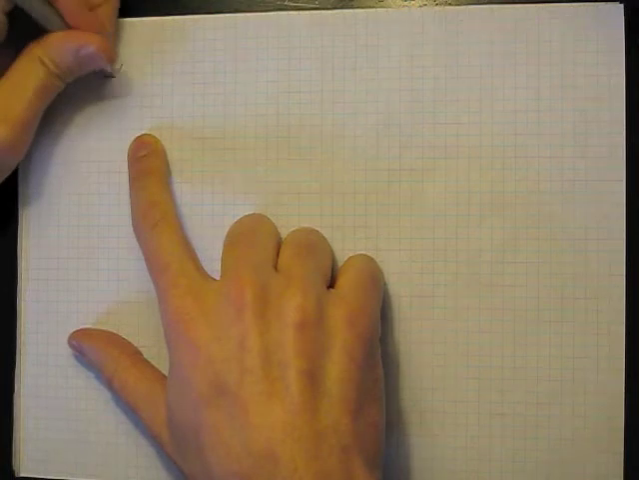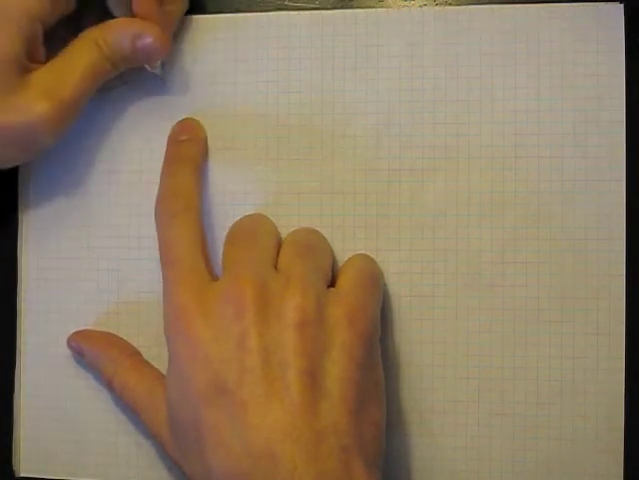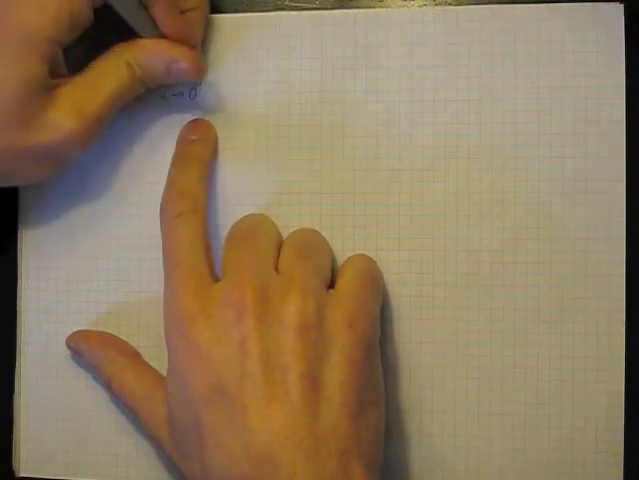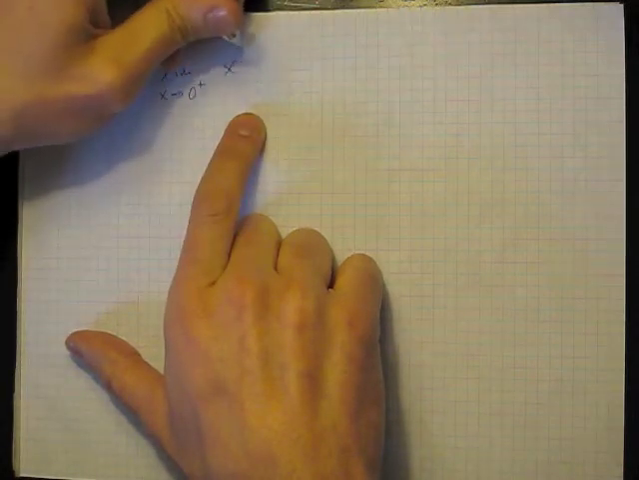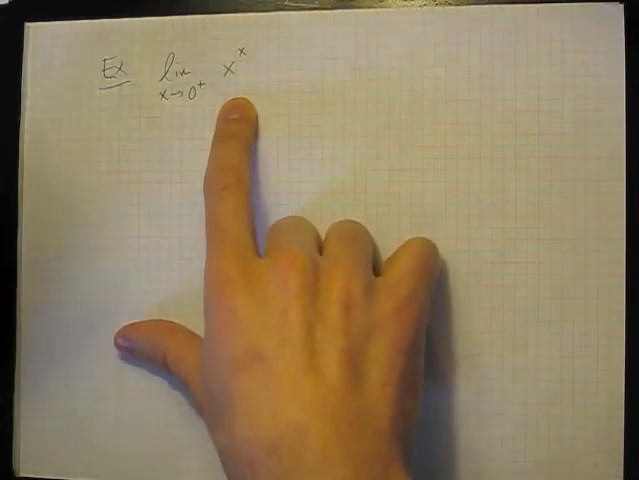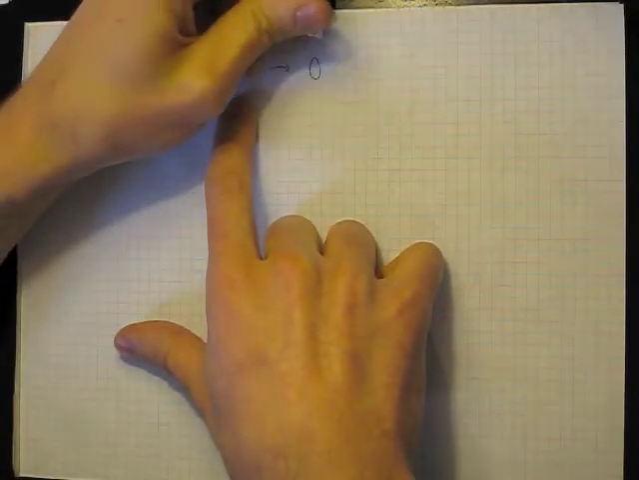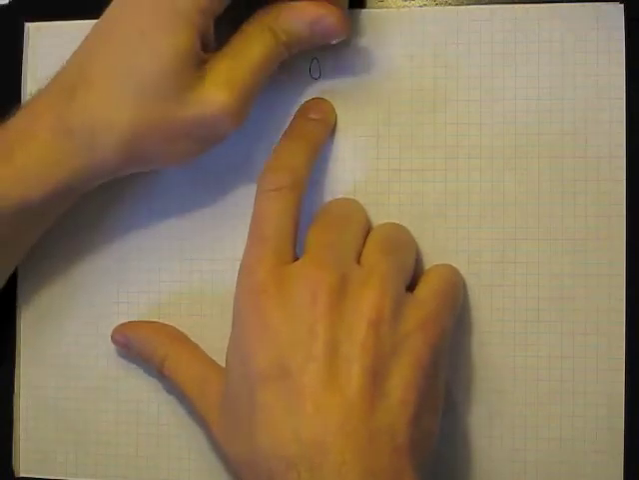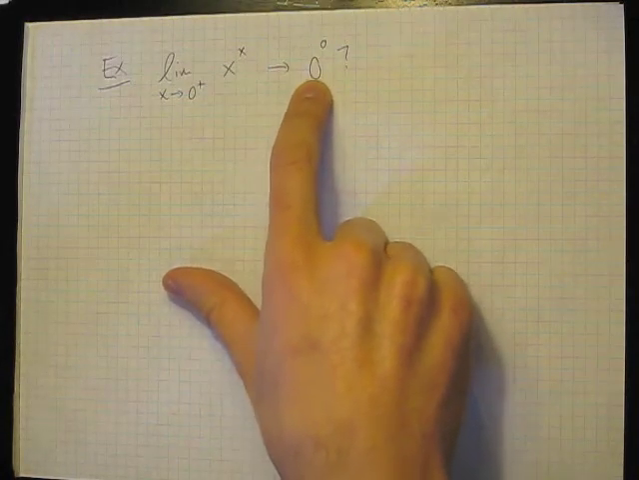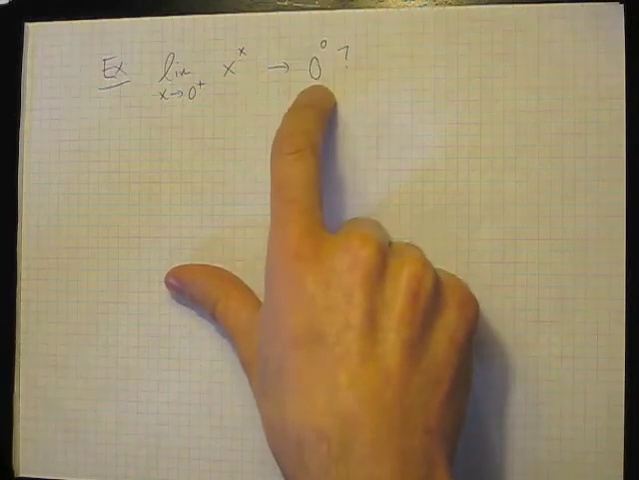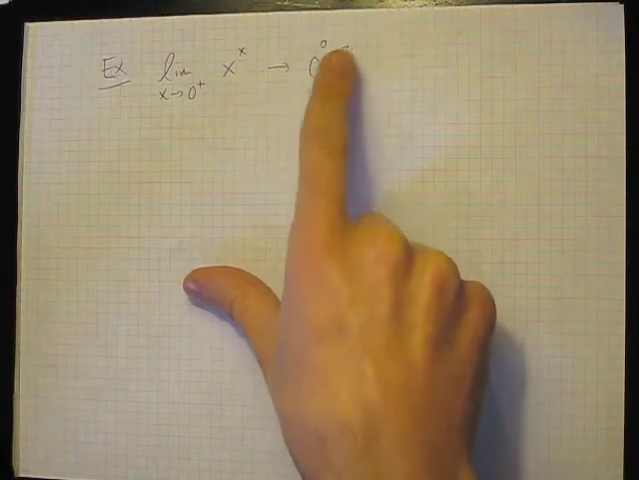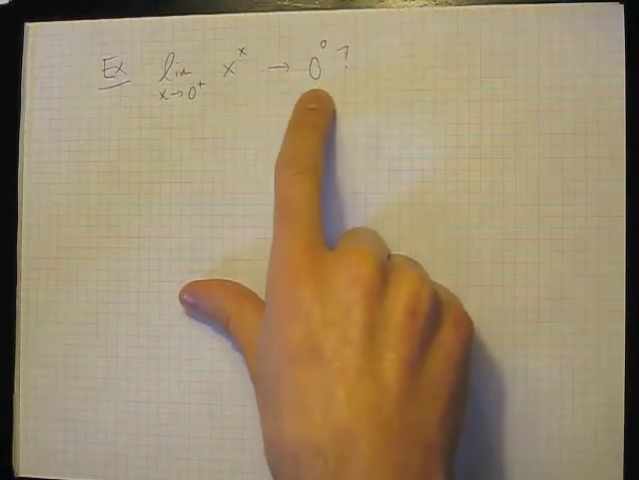So the limit. Let's try the limit as x goes to 0 from the right of x raised to the x power. Okay. So what's going on here? This is going to 0 to the 0 power. Okay, how do we make sense of that in any way whatsoever? Remember, we usually think that 0 to anything equals 0. On the other hand, usually when we raise something to the 0 power, we get 1. So which is it? What's going to happen with this?